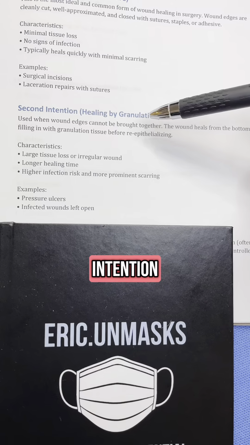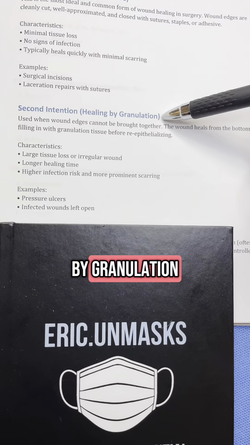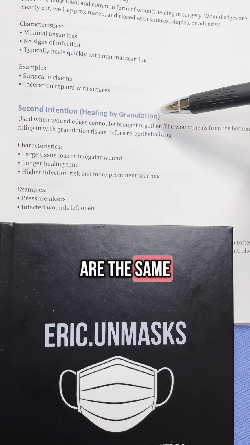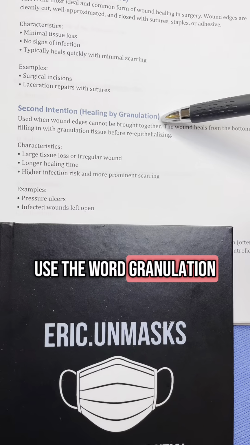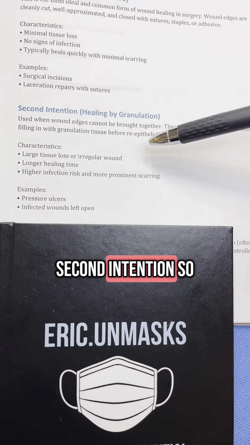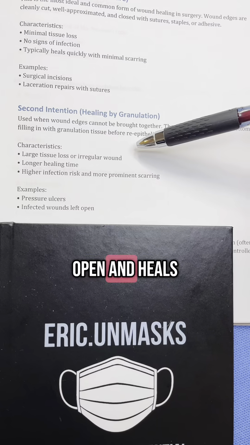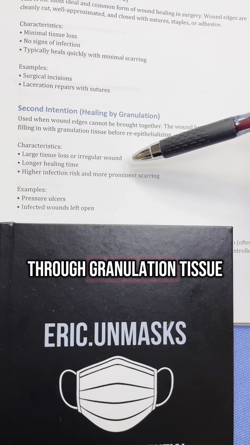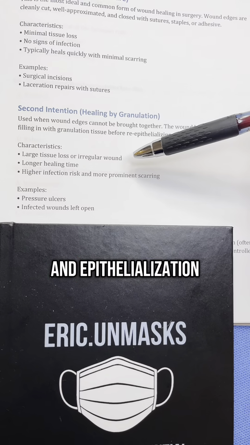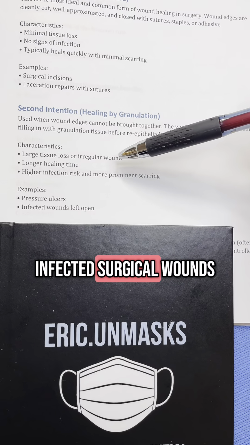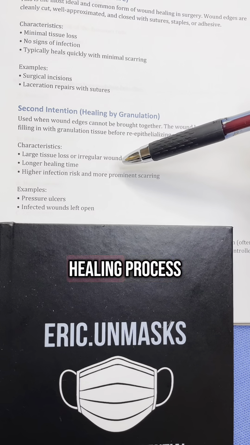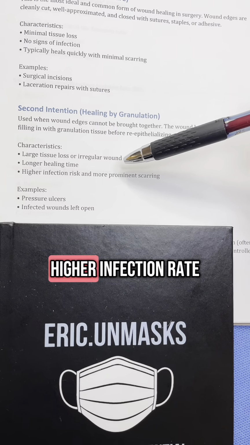Now your second intention healing is healing by granulation. I would remember that those two are the same because they may not ask you a question about second intention. They may just use the word granulation and you have to know that it's second intention. That's when a wound is left open and heals from the bottom up through granulation tissue, contraction, and epithelialization. Pressure ulcers, large open wounds, infected surgical wounds. It's a slower healing process and there's more scarring and a higher infection rate.